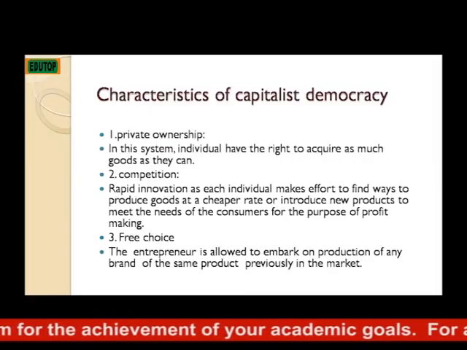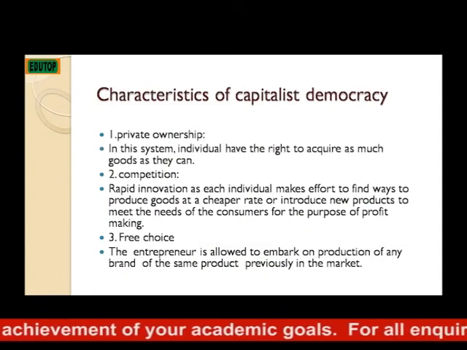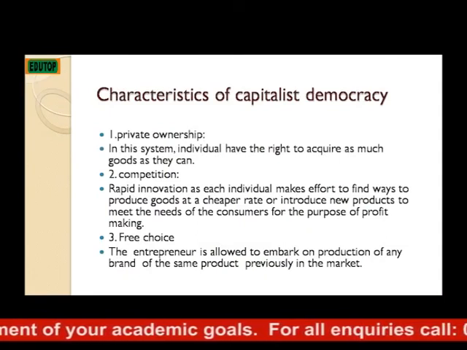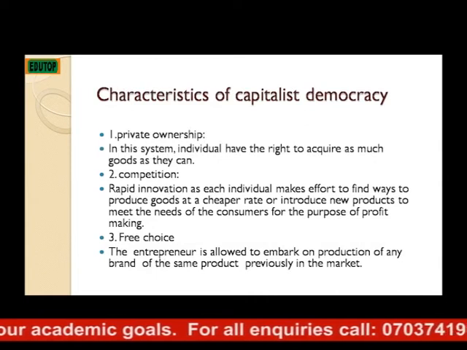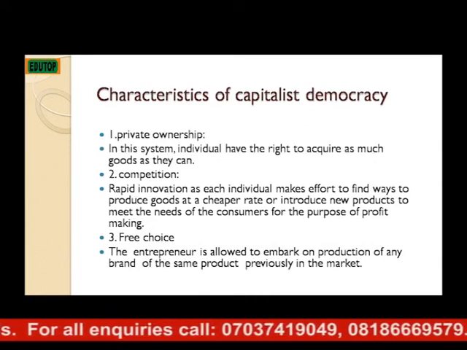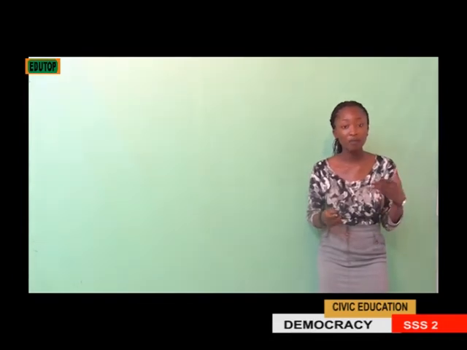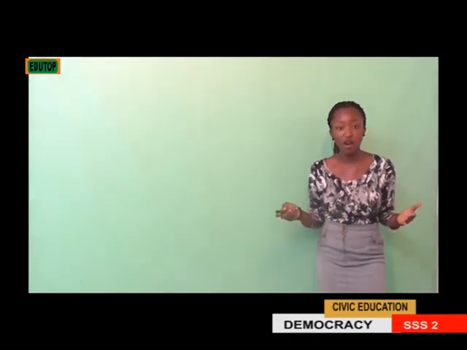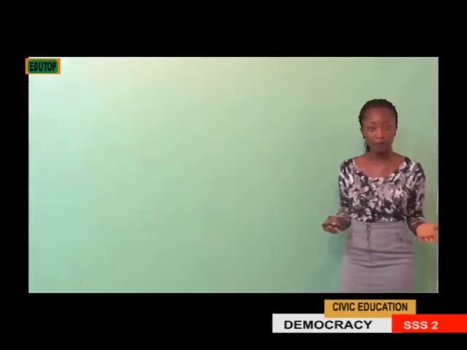3. Free choice. The entrepreneur is allowed to embark on production of any brand of the same product previously in the market. That is, an entrepreneur can decide to produce a product that has previously been in the market by another manufacturer, but with a different brand name.